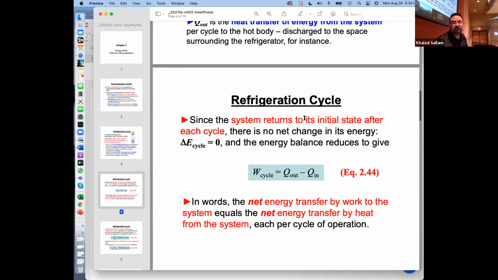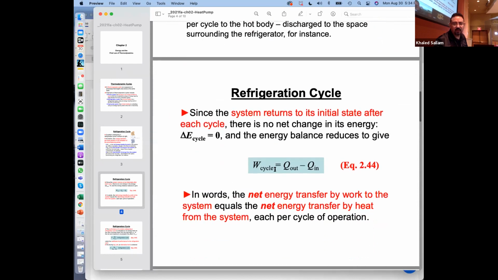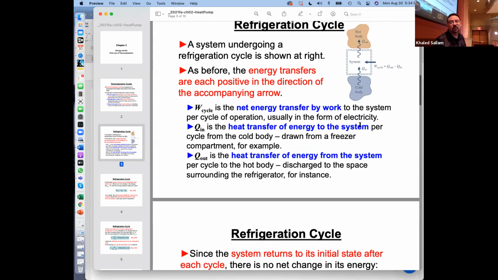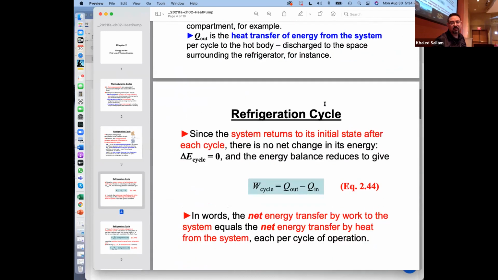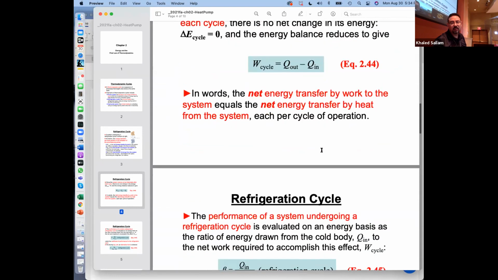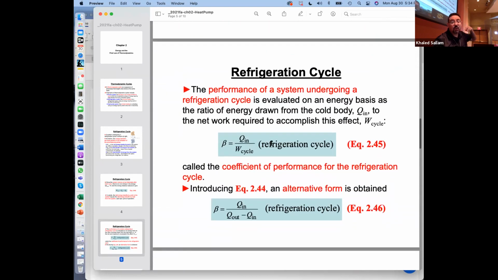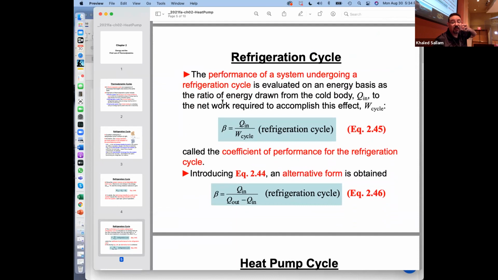And notice how, again, the first law simply says that the net work of the cycle is Q minus Q, right? Because in that cartoon, the first law says this plus this equals this. Remember that today. So the COP, the COP of the refrigeration cycle, they call it beta. And the COP of a heat pump, they're going to call it, what do you think?